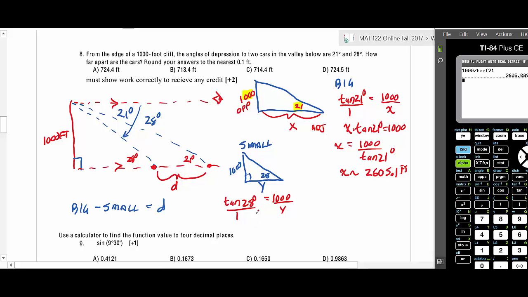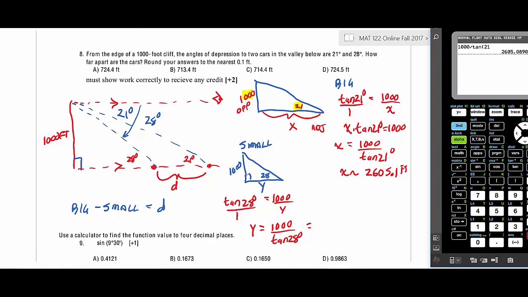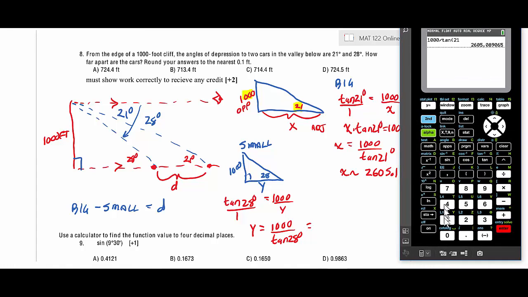Now, you can do this in your head if you want to. You've got y is equal to 1,000 over tangent of 28 if you solve that equation. Run through the steps if you have to. So what I'm going to do is 1,000, and then this time it's going to be divided by tangent of 28 degrees. So let's see, that would be 1,880.7 feet.